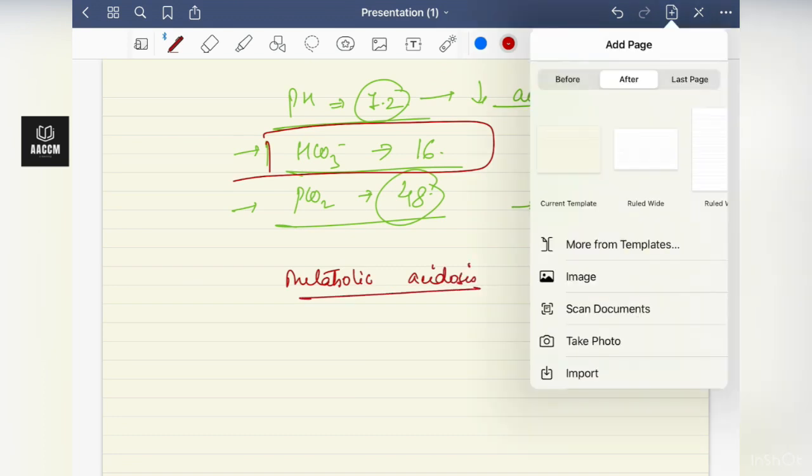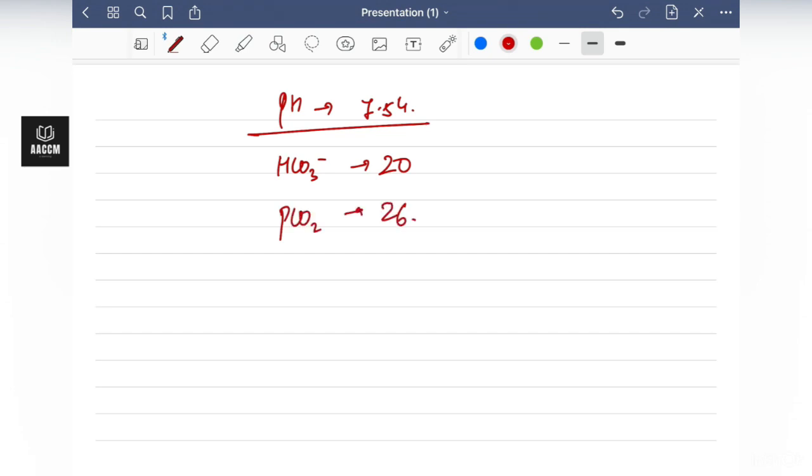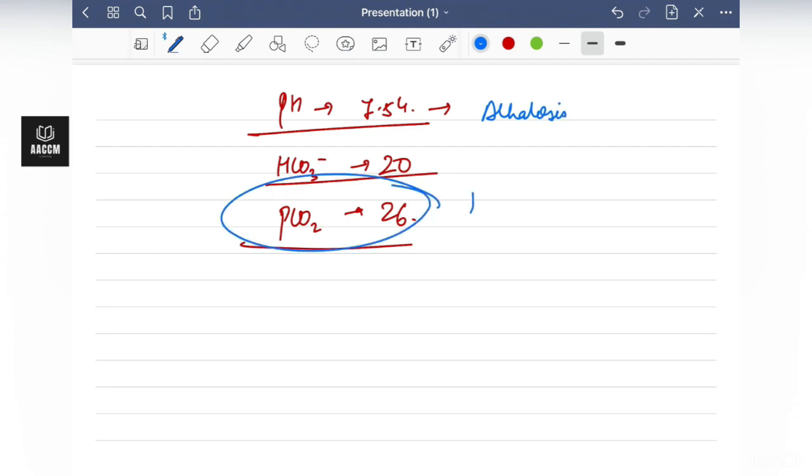Okay. Now again, let's see another example. If the pH is around 7.54 and the bicarbonate is around, say, 20 and the PCO2 is around 26. So again, the pH is increasing, so it is alkalosis. The primary defect here is the decrease in the PCO2 level that is contributing to the alkalotic part. So it is respiratory alkalosis.